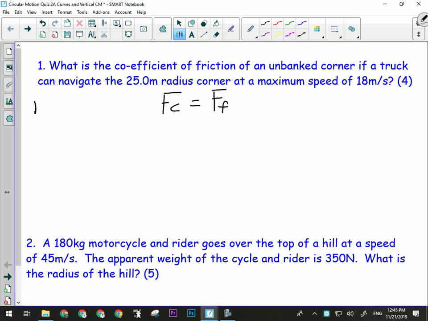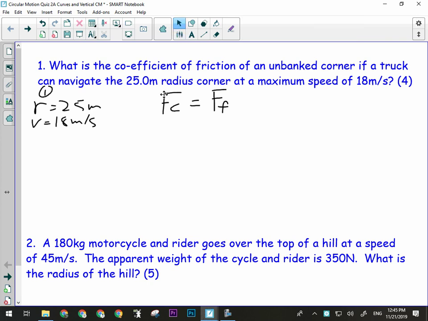So our givens are that the radius is 25 meters and the speed is 18 meters per second, and that's all we're given. That's all we need. So give them 1 mark if they have that.